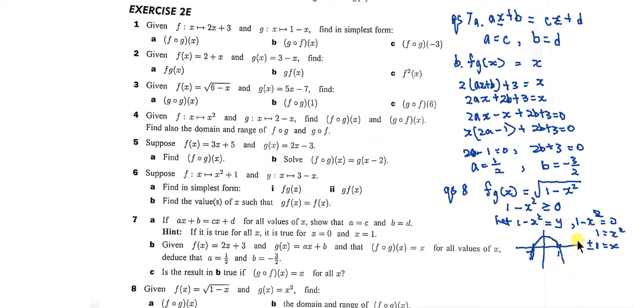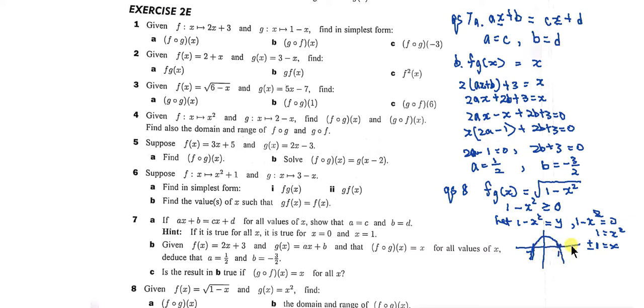Okay. Now, for the y value to be more than 0, basically your x value must be from minus 1 to 1. We have replaced 1 minus x squared to be equal to y. So this y must be more than 0. More than 0 is above the curve. So for this to happen, x value must be from minus 1 all the way to 1.